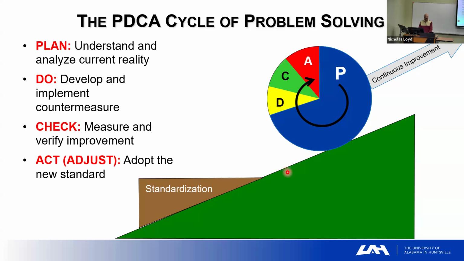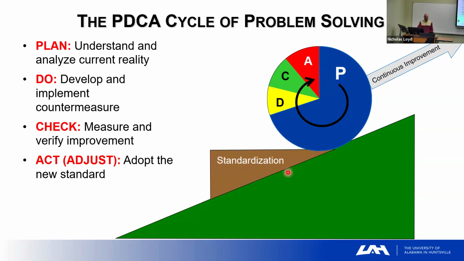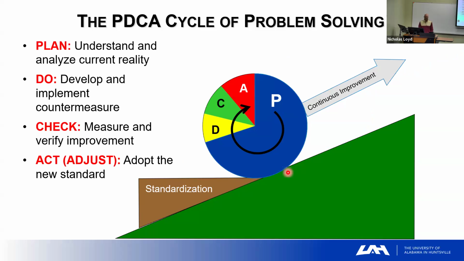And then based on what I check, I act or adjust, which means if I got better, the adjust is I want to standardize so that I don't regress. Because if I don't standardize, even if I get better, I will regress back. Or if I plan, understand the problems in front of me, go and do something, check, and performance didn't get better, well, then we adjust by going back to plan and trying something.